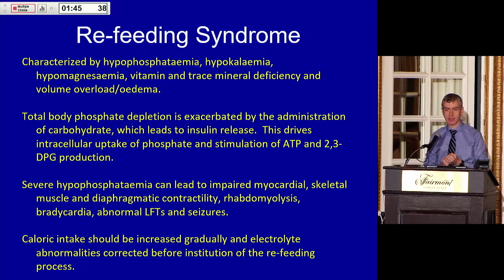Severe hypophosphatemia can lead to several muscle abnormalities, including myocardial, skeletal, and diaphragmatic reduced contractility, rhabdomyolysis in severe cases, as well as bradycardia, abnormal liver function tests, and seizures. Caloric intake in this setting should be increased gradually, and all electrolyte abnormalities corrected before the institution of the refeeding process.